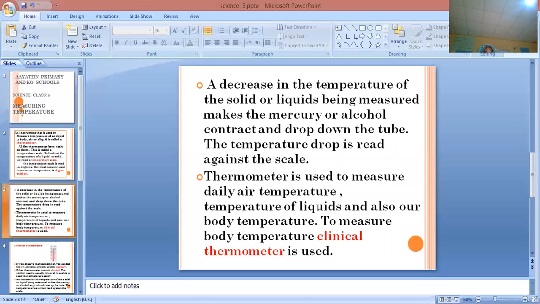This is the end of our chapter. Our chapter was about matter. It's now finished. Inshallah, we shall begin the last chapter, which is Unit 10.